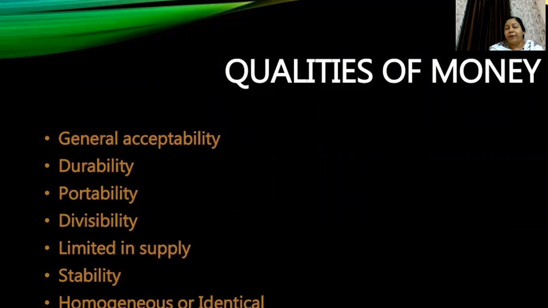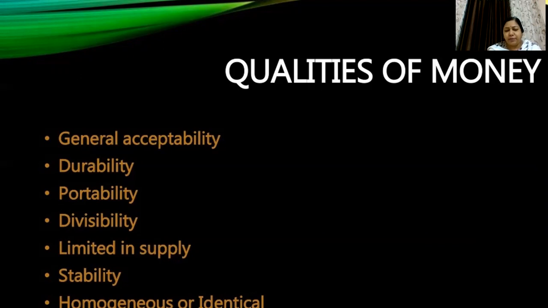Now we can discuss the qualities of money. First is general acceptability. Good money is the one which is readily accepted by all without any reluctance. This quality is possessed by gold and silver. Next is durability. It should possess the quality of durability, that is, it should be long lasting. We have coins, as currency coins are made of metal. These are more durable compared to currency notes, but currency notes are also very stable. We can keep them for a long time.